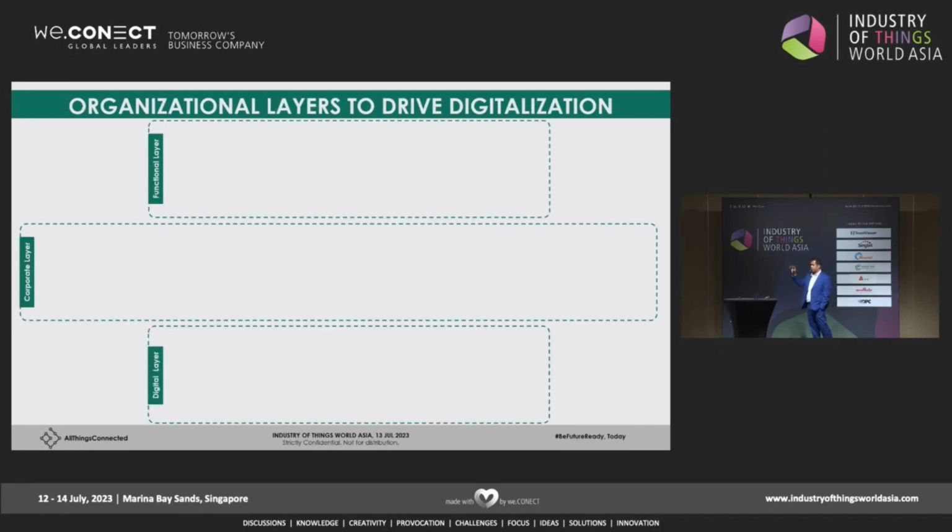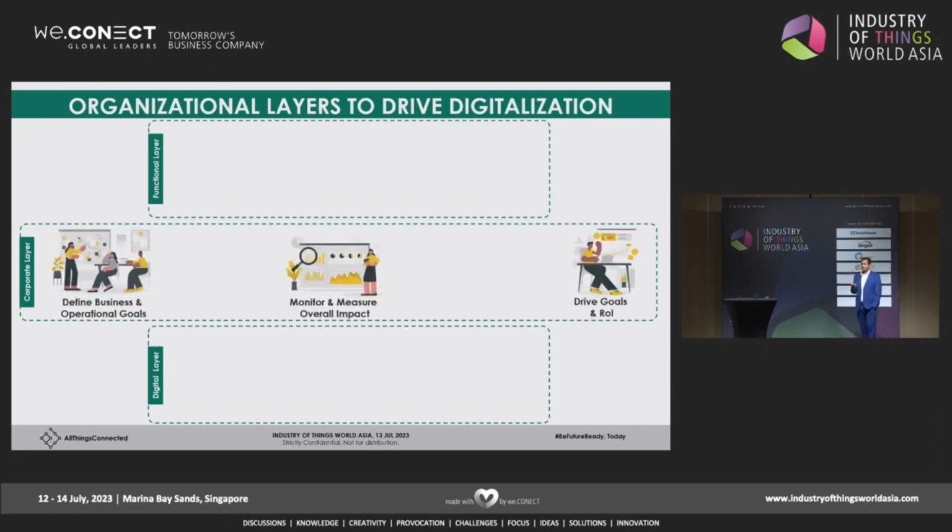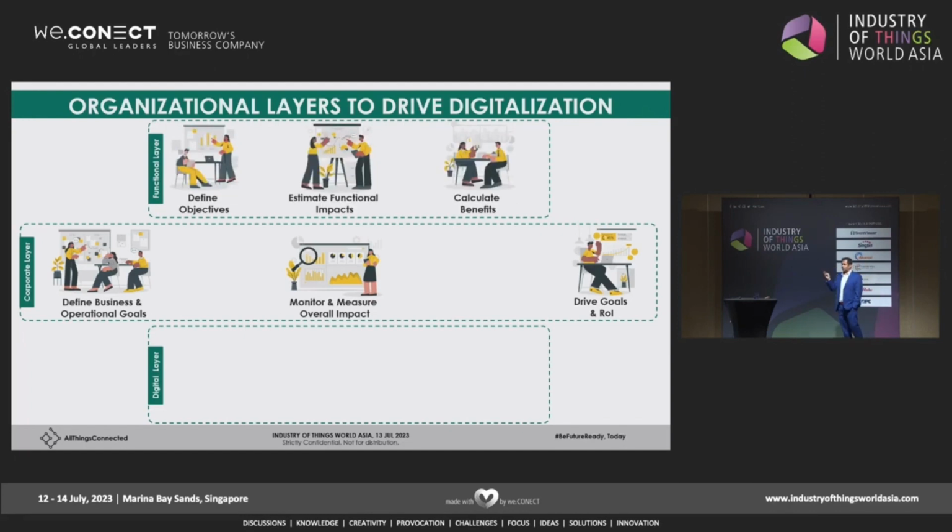This is our approach of how we set up the organization. We break it down into three areas, what we call corporate, functional, and digital layer. Because many times, what we have seen as mistakes is that we have a digitalization team set up, but then they become a very tech-focused organization. Then we have the corporate team, which is at a high strategy level. But the key organizational layer, which we miss many times, is the functional layer.